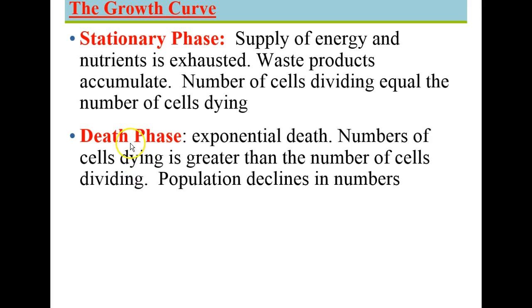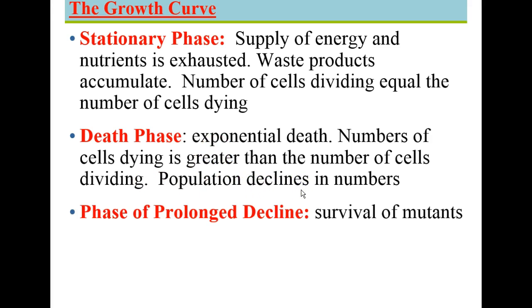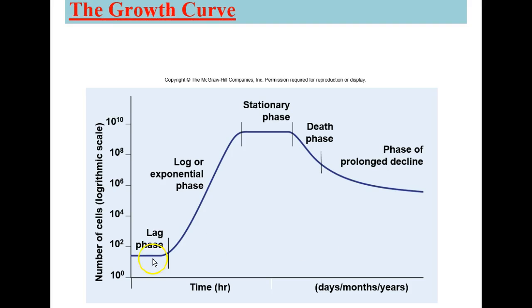Following the stationary phase, the death phase. Death phase is exponential, meaning the number of organisms dying doubles in numbers every set length of time. So the entire population's numbers decline. The phase of prolonged decline follows the death phase. This is a theoretical phase in which mutants arise from the population which will survive the harsh environment.